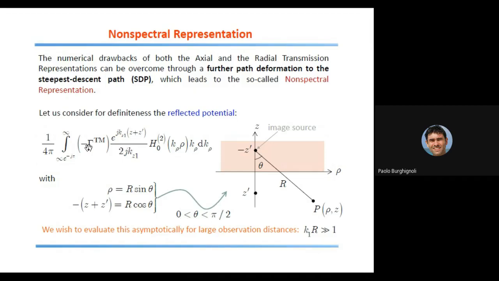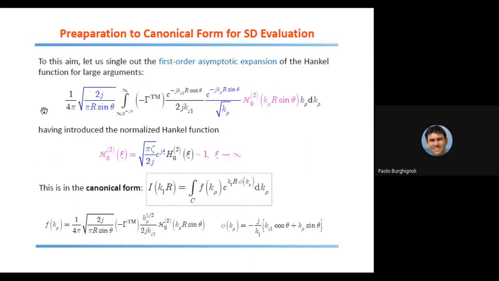We wish to evaluate the reflected potential, that is this spectral integral here, asymptotically for large observation distances. That is, the large parameter is k1R, which must be much larger than 1. In order to do that, we will prepare the integral in order to use the steepest descent approach.